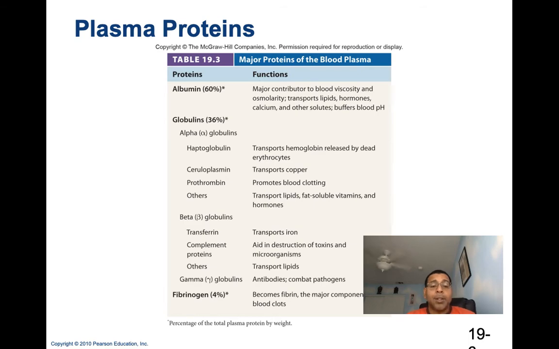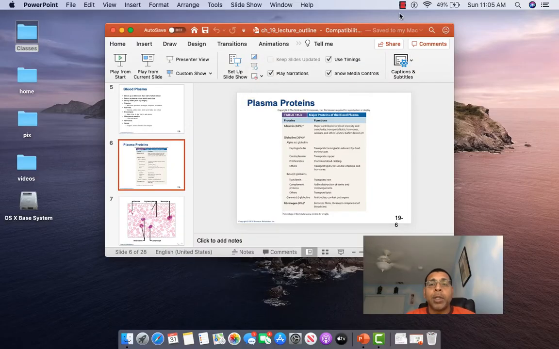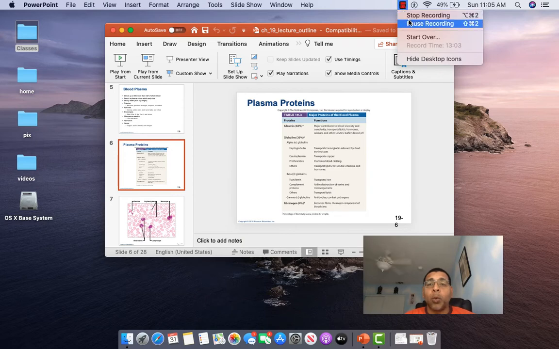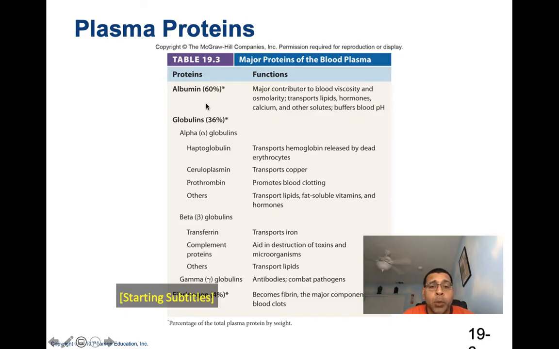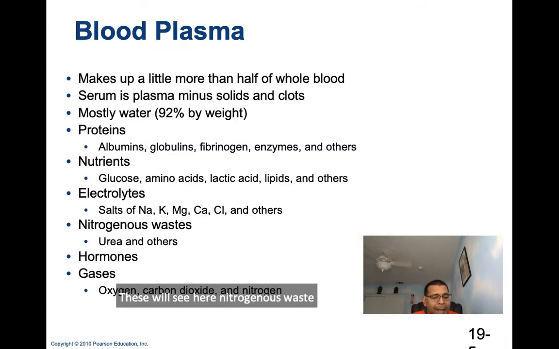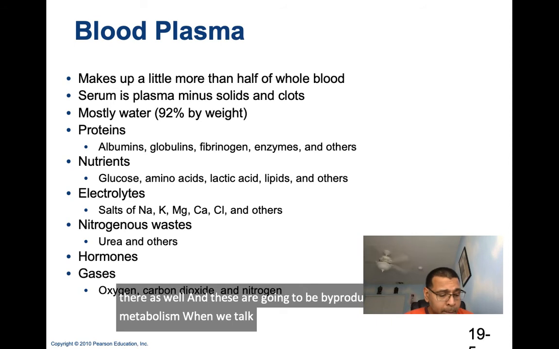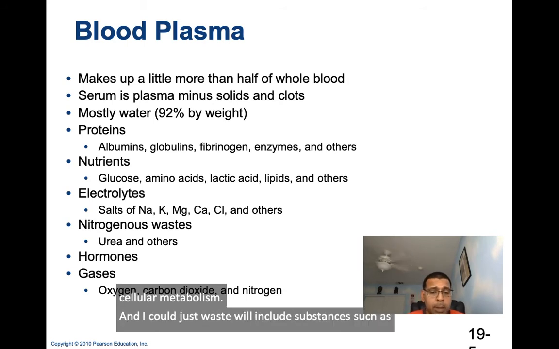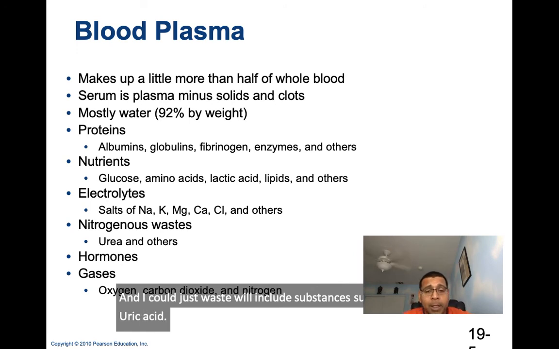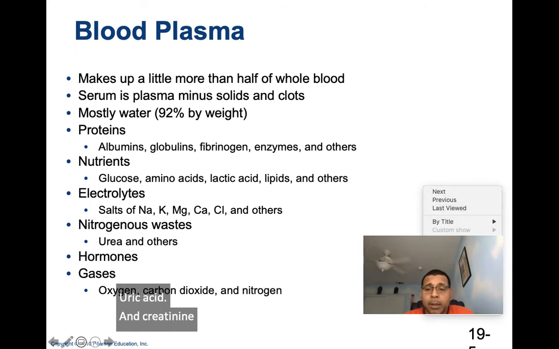Next then we have nitrogenous waste. Now when we talk nitrogenous waste, these are going to be byproducts of cellular metabolism. And nitrogenous waste will include substances such as urea, uric acid, and creatinine.